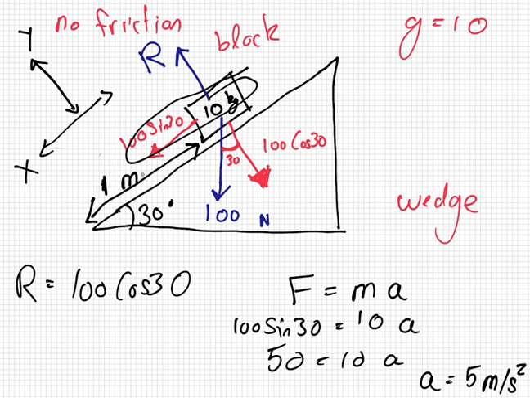So half A is half of 5, which is 2.5. 2.5 t squared equals 1. So 1 equals 2.5 t squared, so 1 over 2.5 equals t squared. So t is the square root of 1 over 2.5, the square root of 0.4, which is about 0.6.